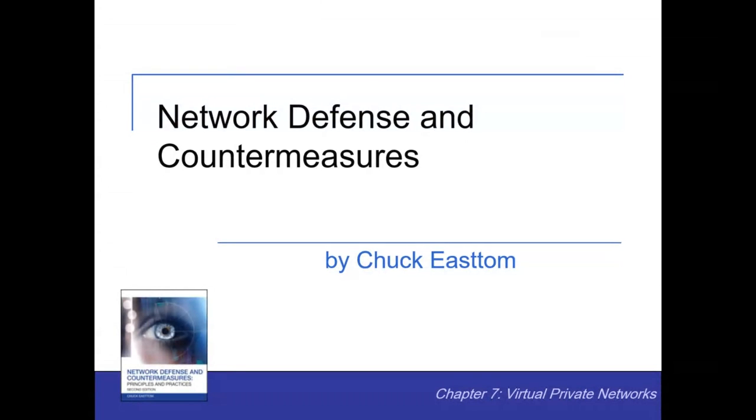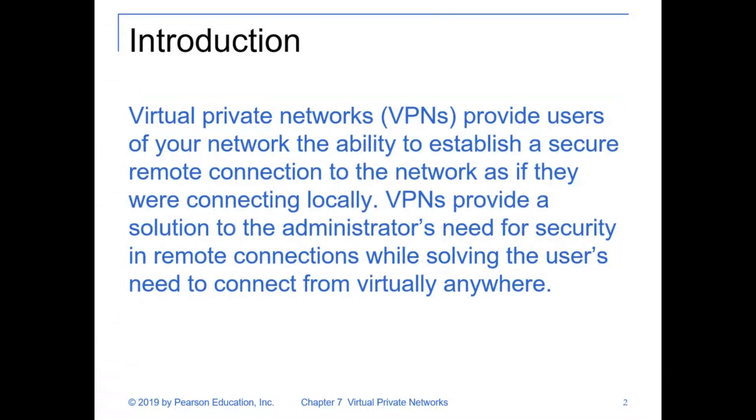This week in CIST 2611, we'll look at Chapter 7, Virtual Private Networks. The purpose of this chapter, we're going to look at how we provide users with the ability to establish a secure connection to a network remotely. This will be the same as if they were connected locally. So think of this as creating a secure connection over unsecured medium. So we're going to tunnel through the internet with secure endpoints.